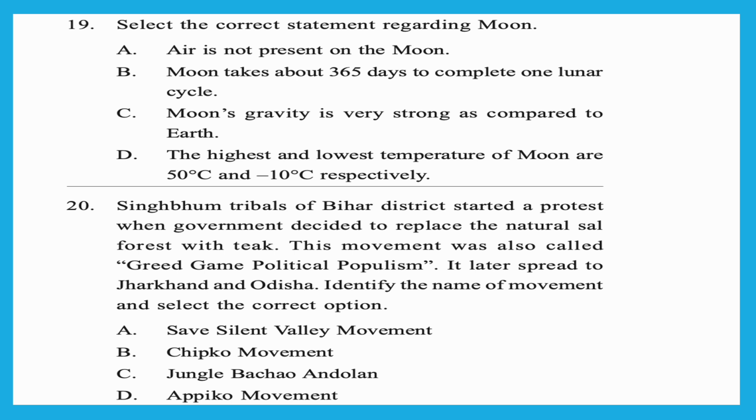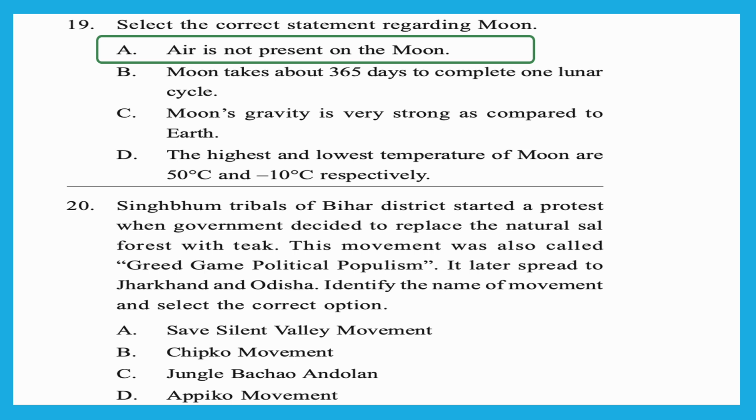Question 19. Select the correct statement regarding moon. So we have to find the right one. Option A. Air is not present on the moon. Oh, we already got our answer and that is the correct one. But let's see the others also. B. Moon takes about 365 days to complete one lunar cycle. That is not correct. Option C. Moon's gravity is very strong as compared to Earth. That is also not correct. D. The highest and lowest temperature of moon are 50 degrees Celsius and minus 10 degrees Celsius respectively. That is also incorrect. So, the only correct statement is option A.